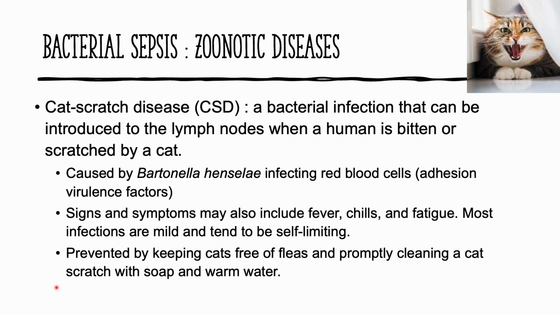Fleas are actually what is introducing this bacteria to the cats. So cats are scratching themselves or scratching fleas. They're cleaning their paws and everything, and then they're getting that bacteria into their mouth or under their claws, and then when they scratch or bite you, they're transmitting the bacteria. But it's coming from this intermediate vector, the flea. And you can also prevent this after getting scratched or bitten by a cat. Just wash with soap and warm water immediately.